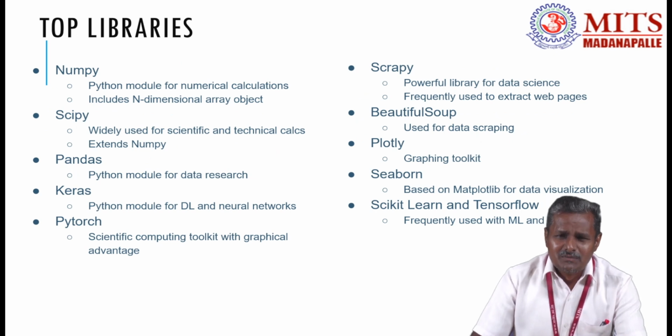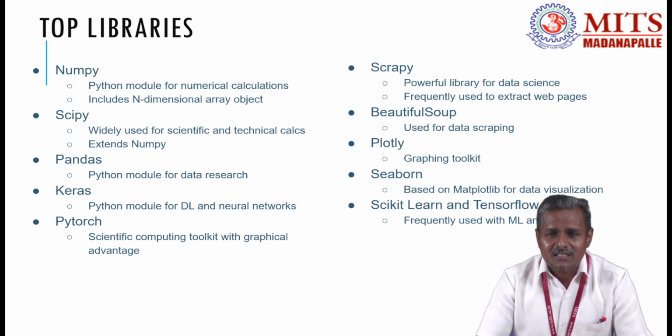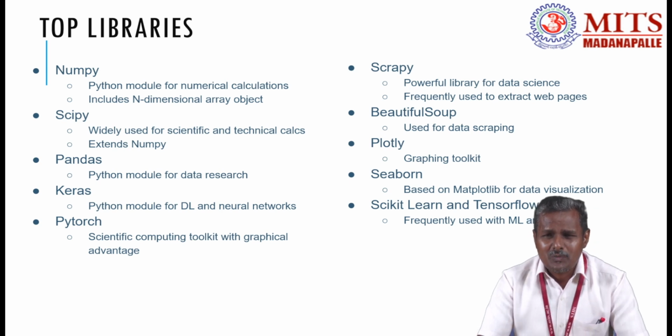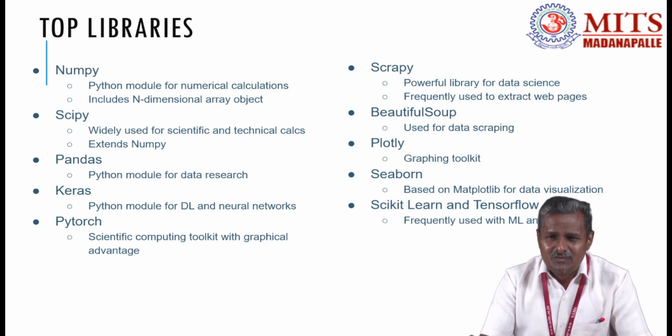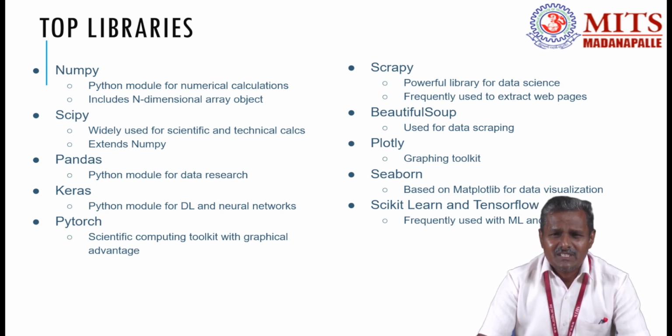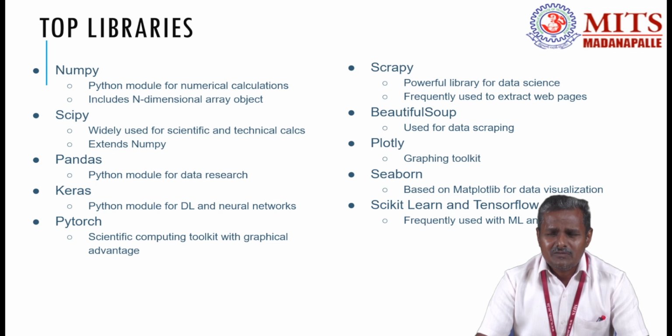So what are the top libraries we are using nowadays? NumPy, which is a library in the Python language. NumPy is involved in numerical calculations. It has multi-dimensional array objects. So NumPy supports this kind of numeric calculation and multi-dimensional arrays. And then SciPy for scientific calculations. SciPy is one of the libraries in Python. Whenever you are doing any scientific calculations, you can use it.